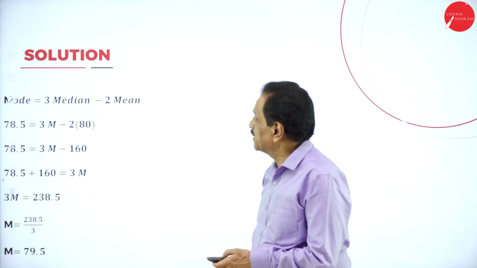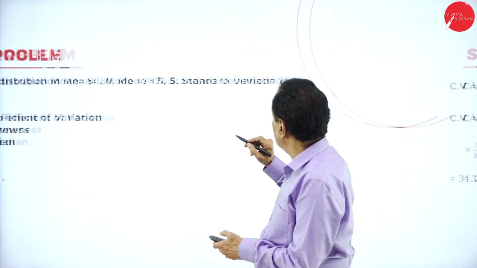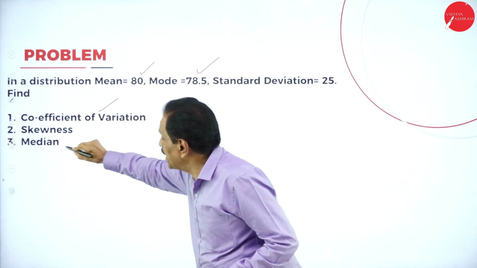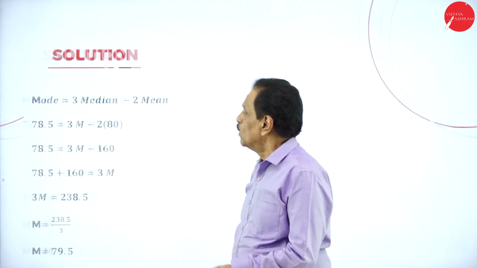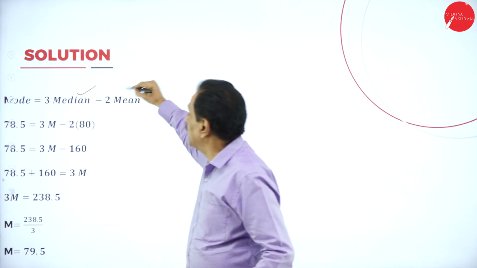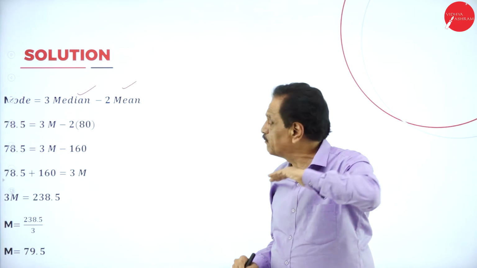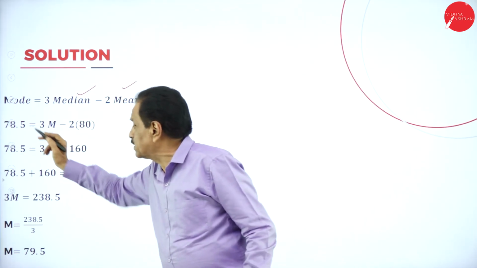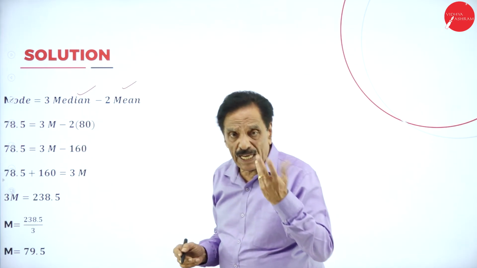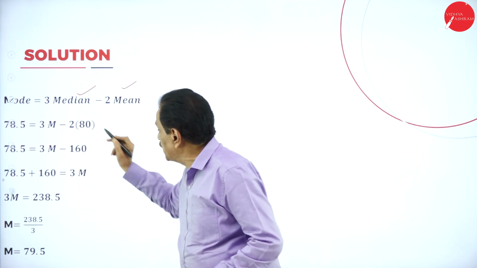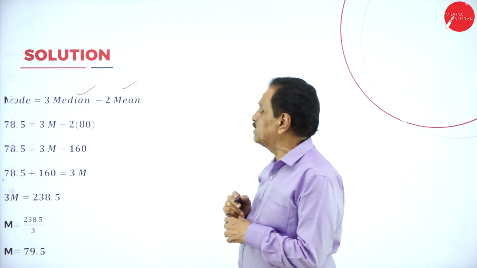Then, what is the next question he asked? Find the median. There is one formula here: mode is equal to 3 median minus 2 mean. Your mode is 78.5. 3 median we have to calculate, minus 2 into mean, which is 80. So 78.5, and 2 into 80 is 160.